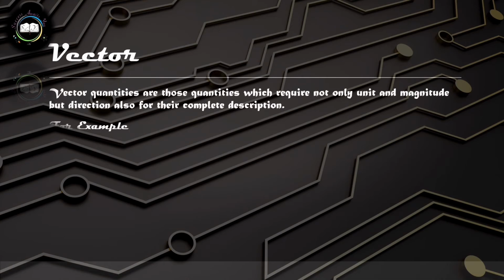Vector is a term that refers to some quantities that cannot be expressed by a single number. That is, vectors are quantities that have both magnitude and a direction. They are represented through an arrow.